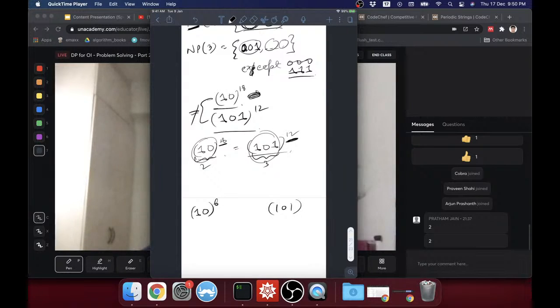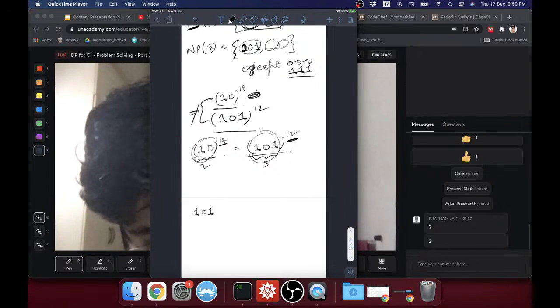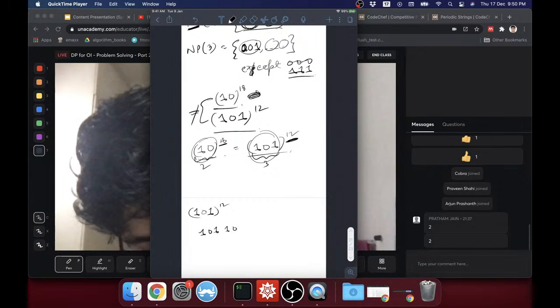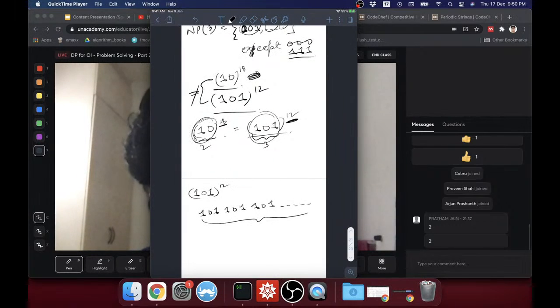Yep, sorry, I am not explaining it correctly. Okay, I understand how to explain this. Let's say 1 0 1 repeated 12 times looks like 1 0 1 1 0 1 1 0 1, and so on. Now, had this string looked like this, that means we would have been able to chunk it out like this, all of them looking the same, all of them looking like 1 0 1, right?